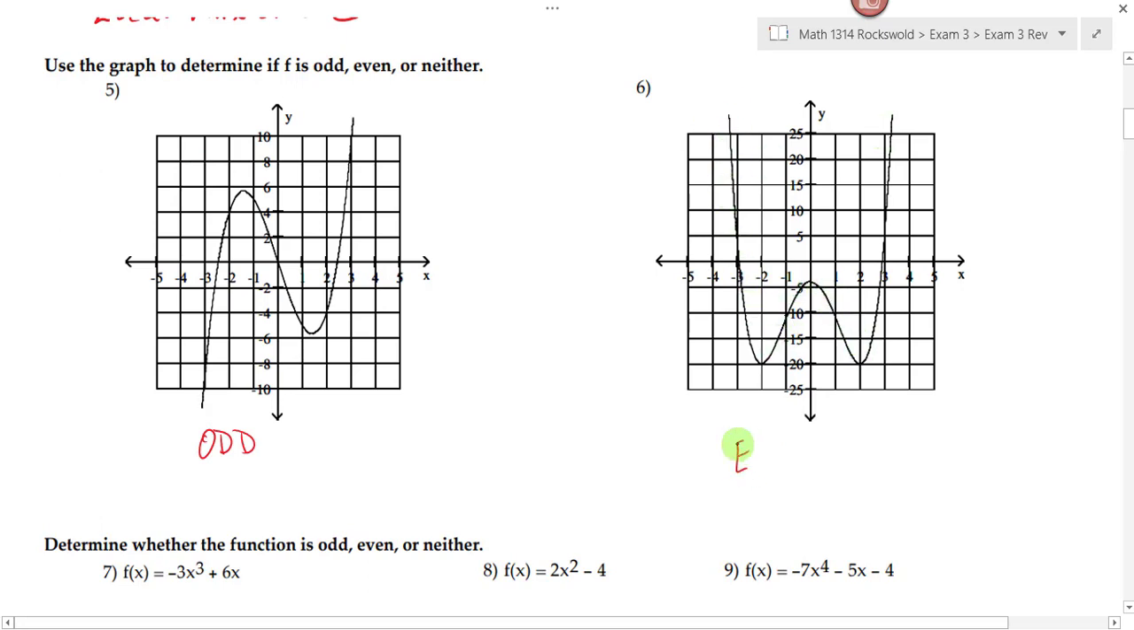This would be even because we have symmetry with respect to which axis? Symmetry with respect to the x-axis means if we flip it across the x-axis, the top half and the bottom half would lie on top of each other. They don't. If we flip this across the y-axis, the right half and the left half would match up. This one's odd because if I have a point x, y on the graph, I'm going to have a matching point -x, -y on the graph.